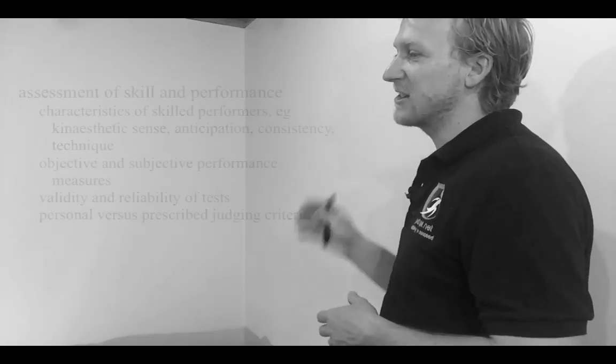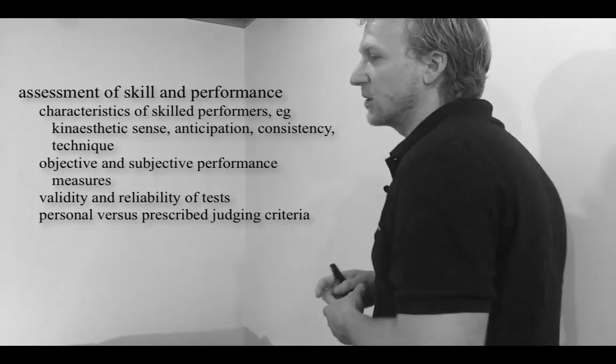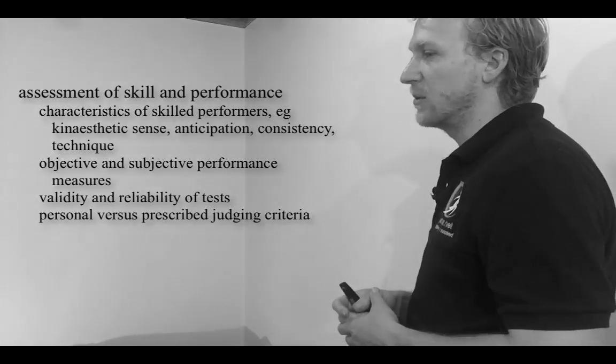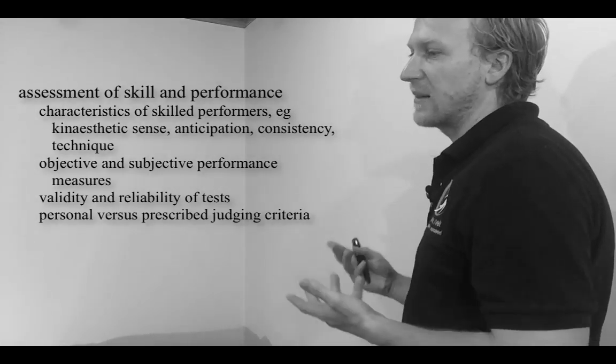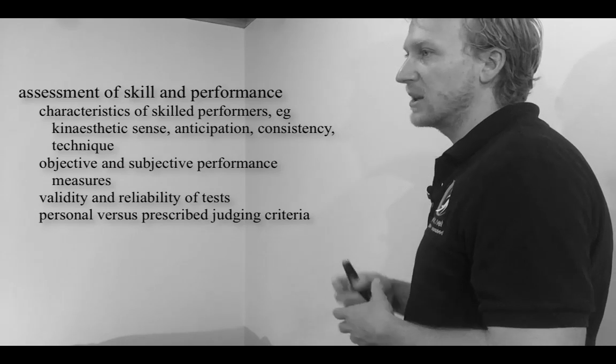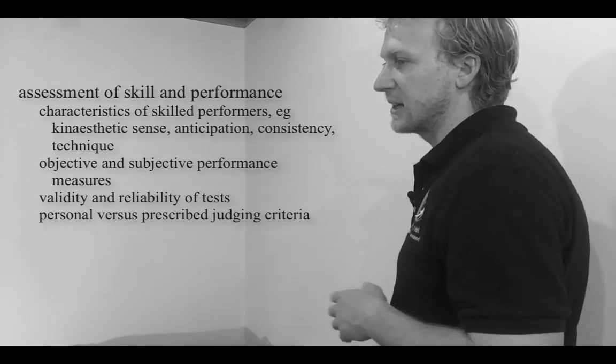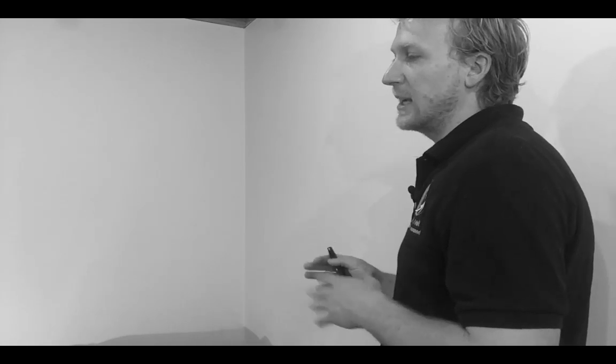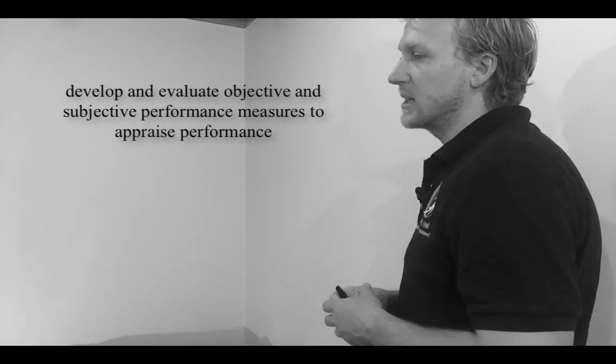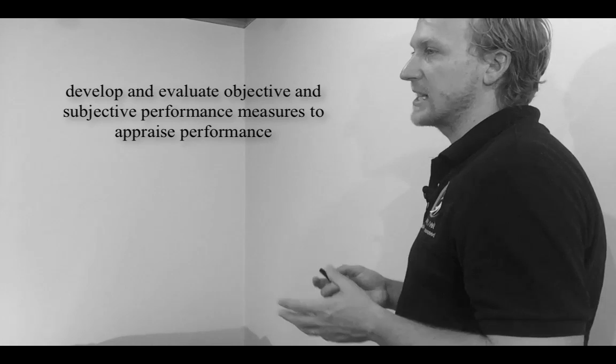Our learn about for assessment of skill and performance has you looking at characteristics of skilled learners, objective and subjective performance measures, thinking about validity and reliability of tests, and looking at personal versus prescribed judging criteria. Now, of course, your learn to here is for you to develop and evaluate objective and subjective performance measures to appraise performance.